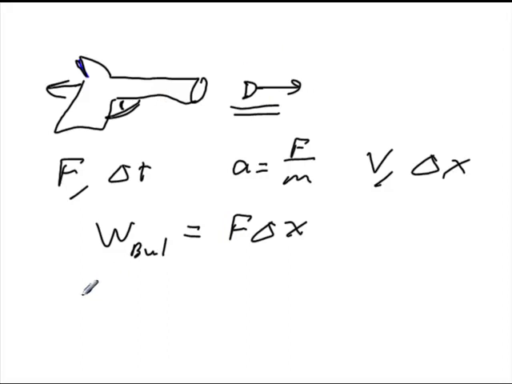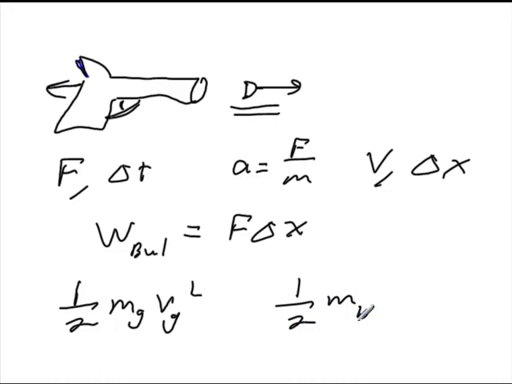Another way to see that, the gun's kinetic energy is 1/2 mass of the gun, velocity of the gun squared, and the bullet's kinetic energy is 1/2 mass of the bullet, velocity of the bullet squared. Notice the bullet is going to be much faster and therefore have more kinetic energy even though it has a smaller mass.